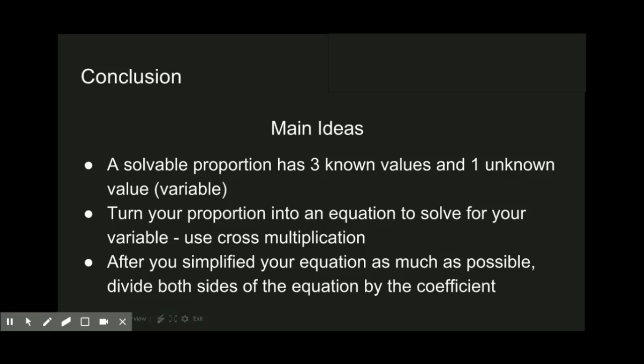Now that you know how to solve word problems using proportions, keep these main ideas in your mind. A solved proportion has 3 known values and 1 unknown value. Also, you have to turn your proportion into an equation to solve for your variable. Do this by using cross multiplication. Finally, after you simplify your equation as much as possible, divide both sides of the equation by the coefficient.